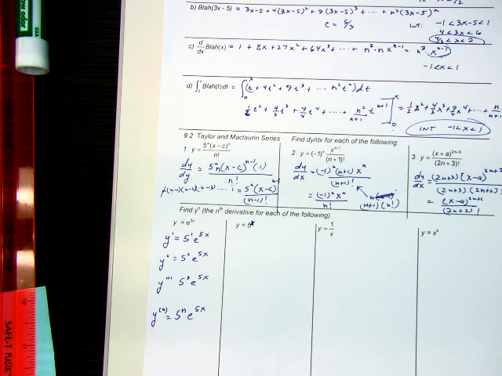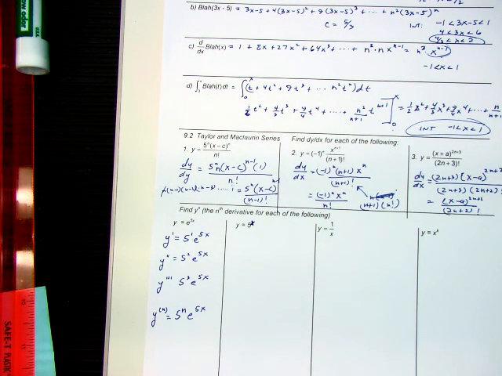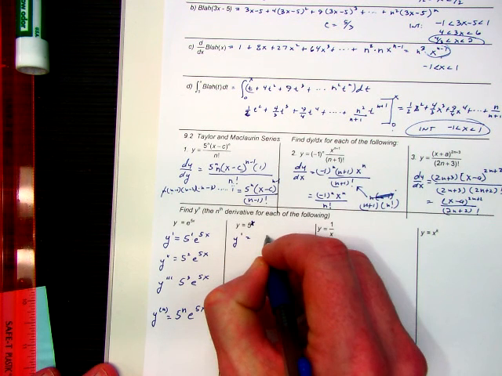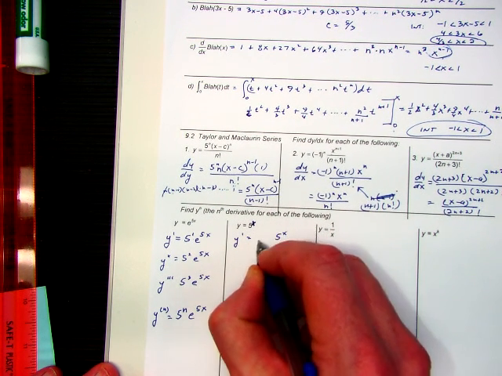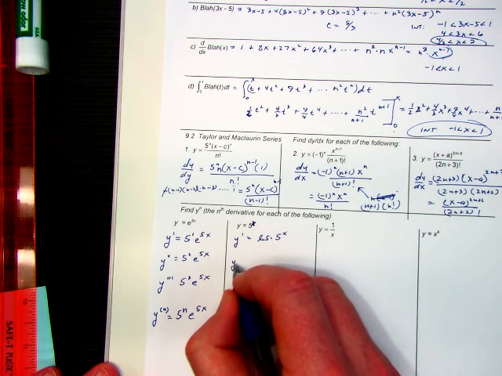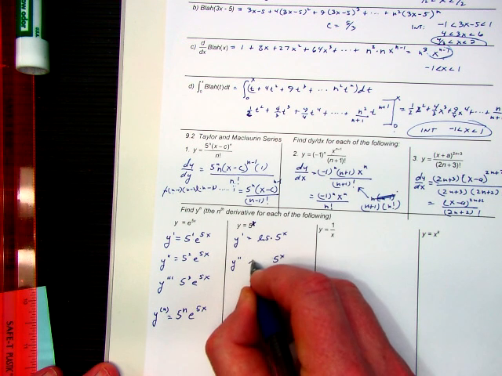Okay, number 2 should really be 5 to the x. Okay, not 5 to the n, because if you differentiate with respect to x, we wouldn't have a derivative. All right, so y prime, remember that's still exponential, is going to be 5 to the x. When I differentiate, I get a natural log of 5.